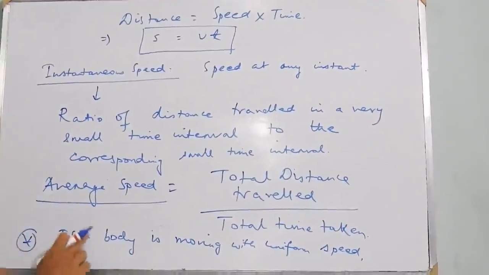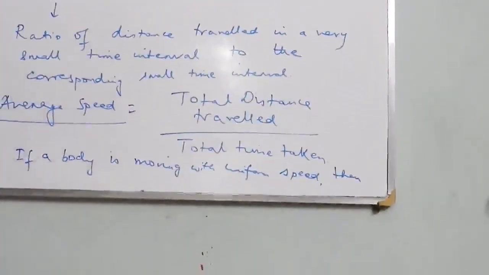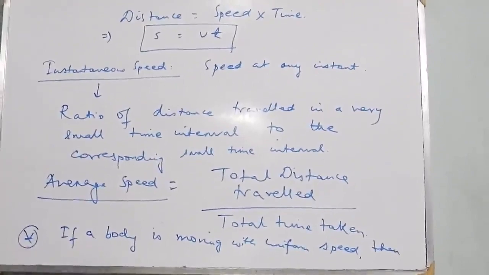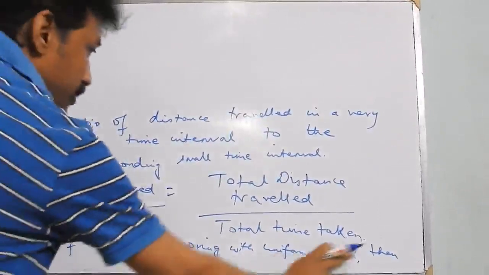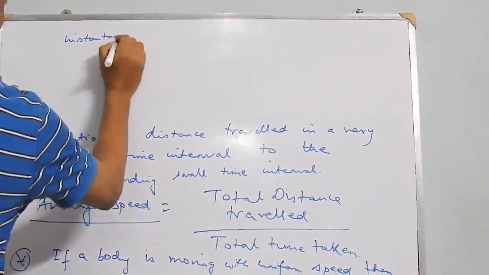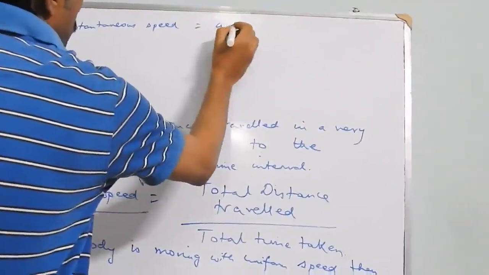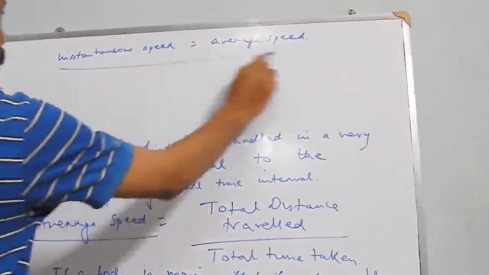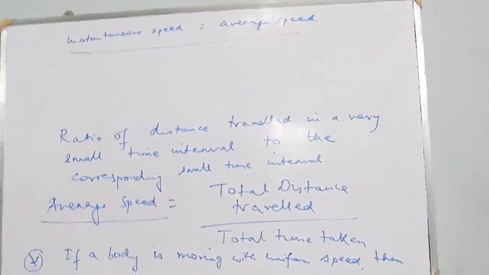If a body is moving with uniform speed, then instantaneous speed is equal to the average speed. Remember that this is true only whenever the body is moving with uniform speed. Otherwise, the average speed and the instantaneous speed are never the same.